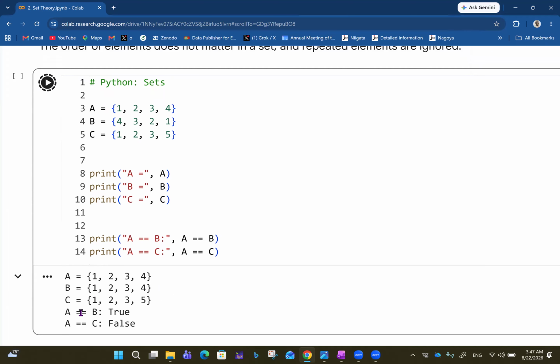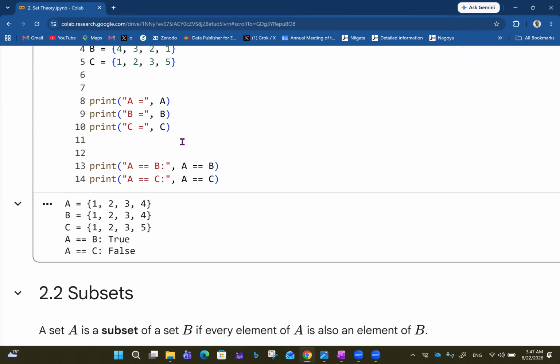Then now the relationships: is A equal to B? This is what this statement is about, and it is true because A and B are basically the same. Is A equal to C? That's false because the elements 5 and 4 make the difference between A and C.